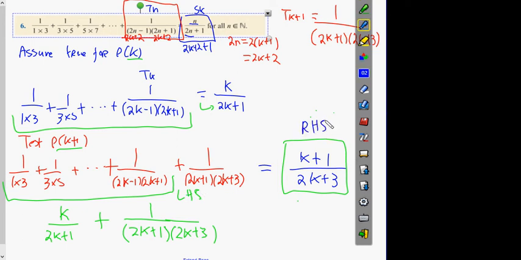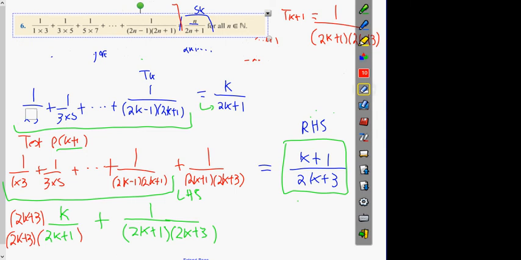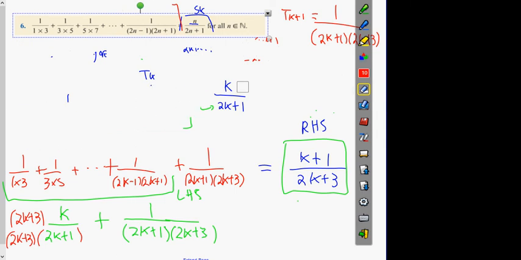Now, any suggestions on how you might do that? Do they have a common denominator right now? No. How will I give them a common denominator? Multiply top and bottom by 2k plus 3 and 2k plus 3. Then what happens? I'm going to rub out the top part now. So anybody tell me what happens next?